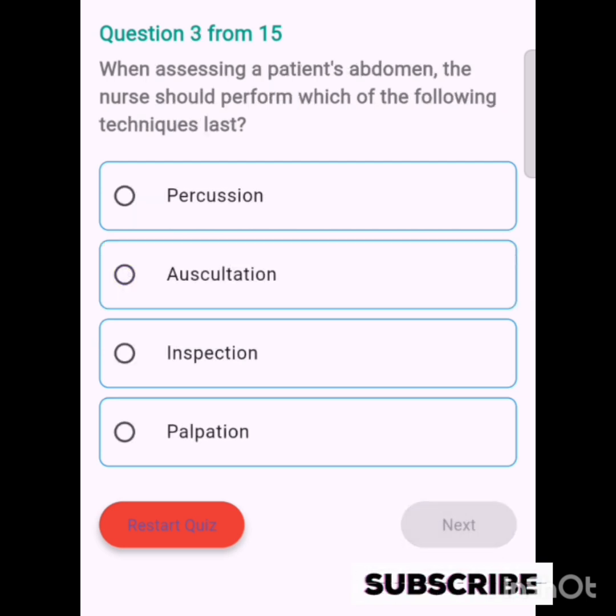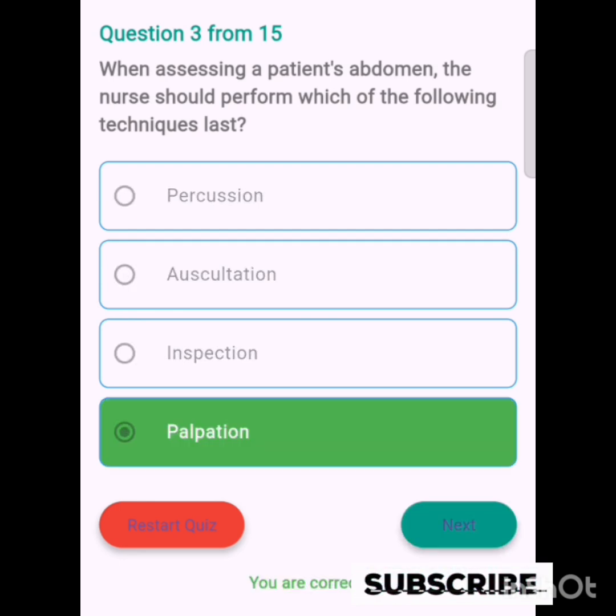Next question. When assessing the patient's abdomen, the nurse should perform which of the following techniques last? Options are percussion, auscultation, inspection, and palpation. The correct option is palpation because palpation is usually performed last during the abdominal assessment to prevent altering the bowel movement or causing discomfort to the patient. If the question asks which technique the nurse should perform first for assessing the patient's abdomen, the answer will be inspection.